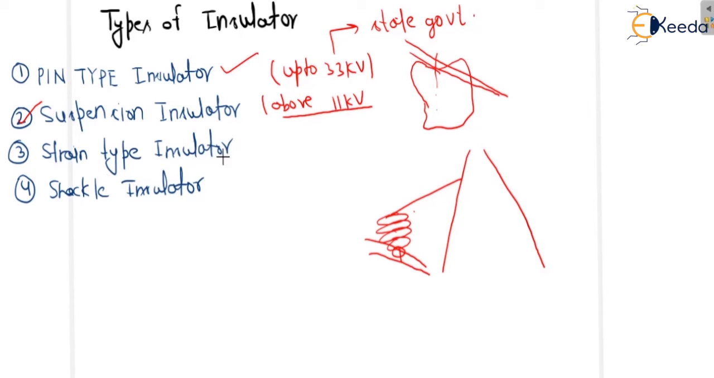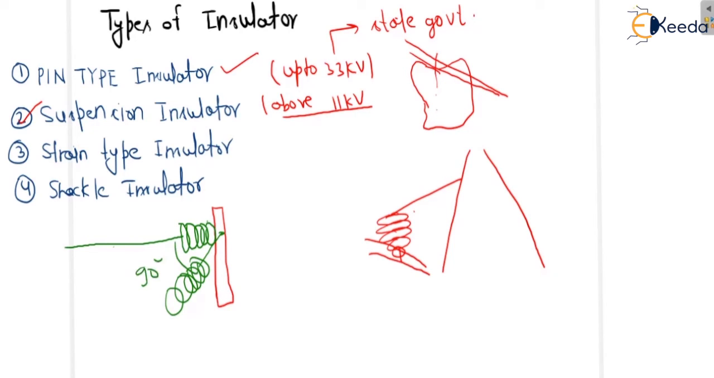Now the third one is strain type insulator. What is strain type insulator? Strain type insulator means there would be a dead end. Dead end means, let us assume this is the tower, and this is the tower, and the transmission line has to pass like this. So there would be an insulator like this, and there would be an insulator like this. This angle is 90 degrees, but I can't show it here. So it is like this.